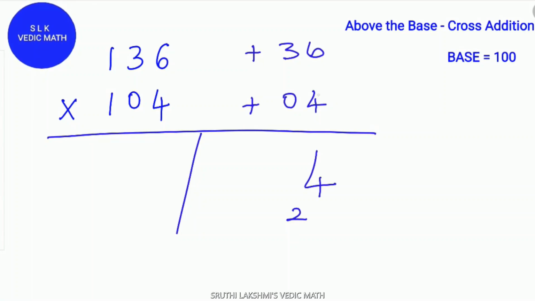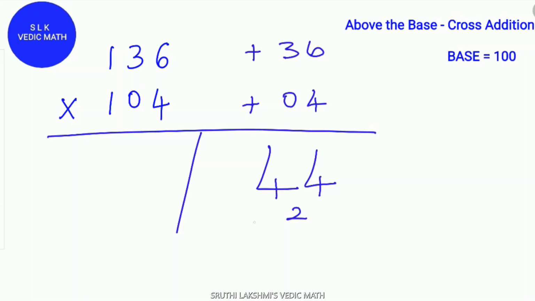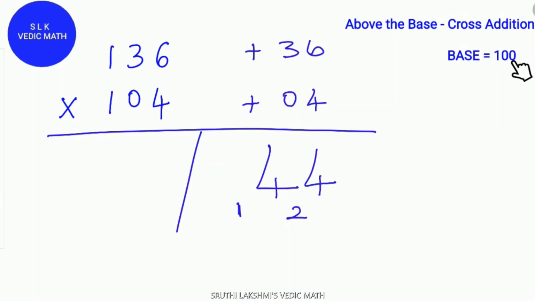Next, we do 3 times 4, which is 12. And 12 plus 2 would be 14. We write down the 4 and carry the 1. We carry the 1 because the base 100 only has 2 zeros, so there are only supposed to be 2 digits in the right hand side.